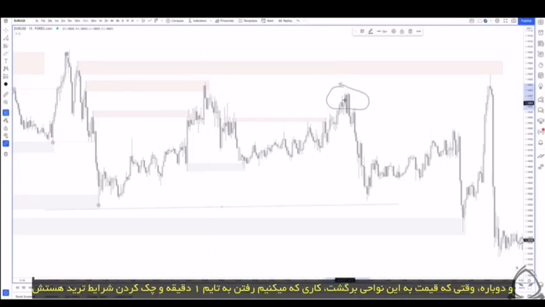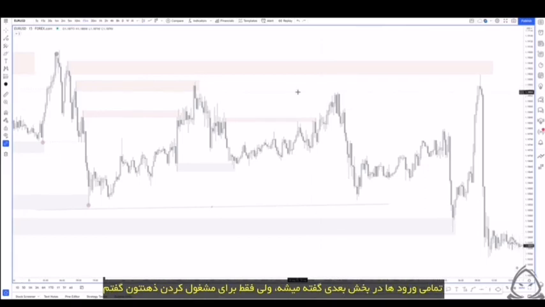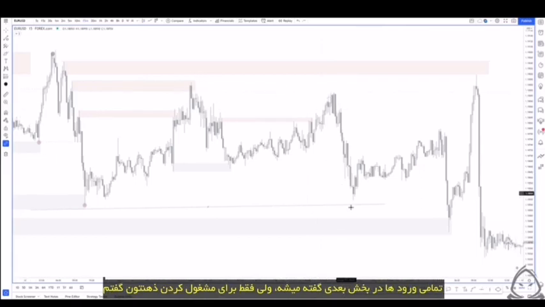And again, what we'd be more or less looking at is once price returns to these levels, going on to the 1 minute for our entry criteria. But of course, we can also use the 15-minute to take entries. We'll cover all of the entries in the next section, but it's just something, again, to get your mind thinking.